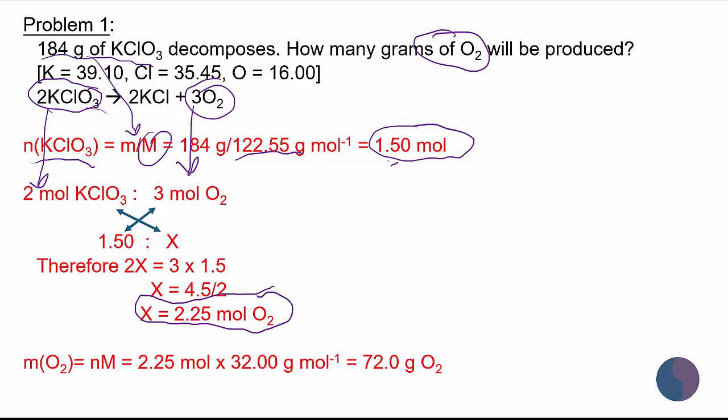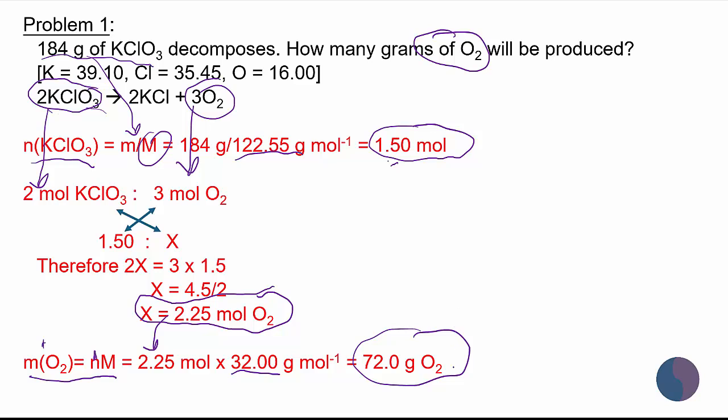Last step is step 3. So again, labeled formulas, substitute units, always the same formula, going from number of moles to mass. So we put that down there. The molar mass of oxygen is 32, and that's our final answer: 72 grams of oxygen. So if we have 184 grams of potassium chloride, I think it is, then we'll get 72 grams of oxygen.